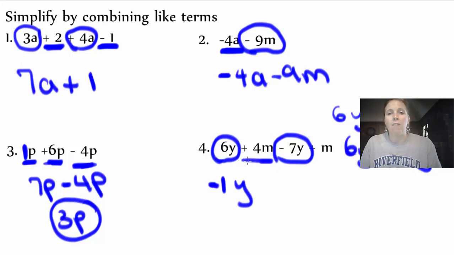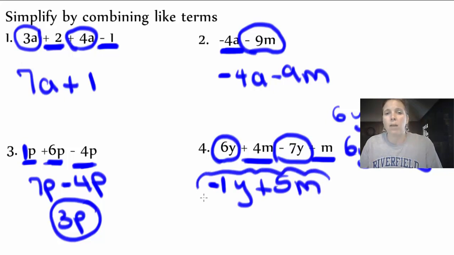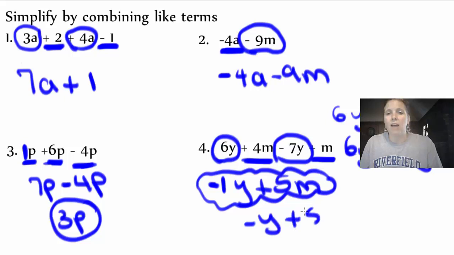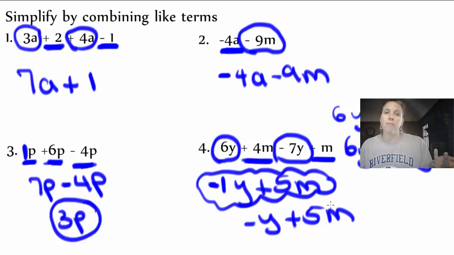Then we have 4m plus m. Is that a plus m? I can't even read mine anymore. I think it is, yeah. So you're going to have plus 5m. Alrighty? If you just have -y plus 5m, that's the same thing. You could even have 5m first, 5m minus y. Does not matter as long as you keep the signs the same.